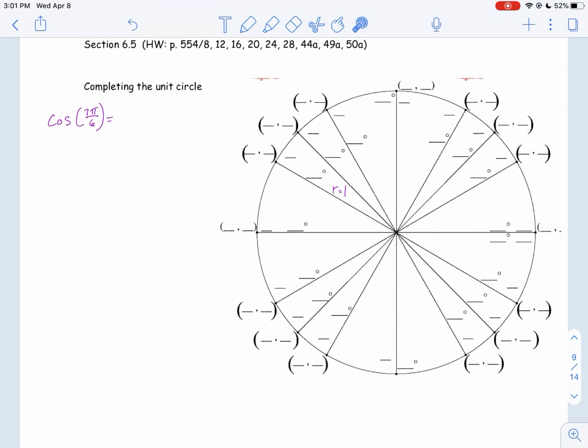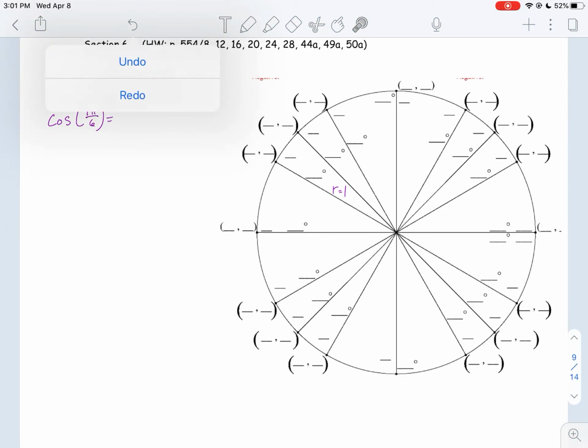Now, I tend to use special right triangles to think about this. In this video, I wanted to show you why you can do either one. To do that, I'm going to think about cosine of 7 pi over 6. Actually, I think that'll be 5 pi over 6 here. Yeah, 5 pi over 6.